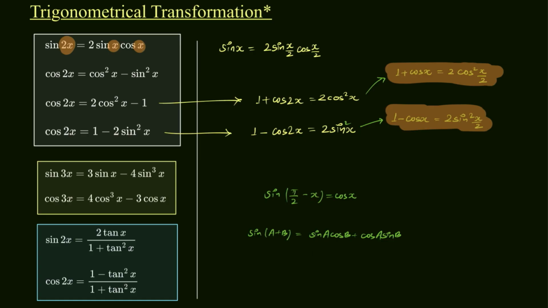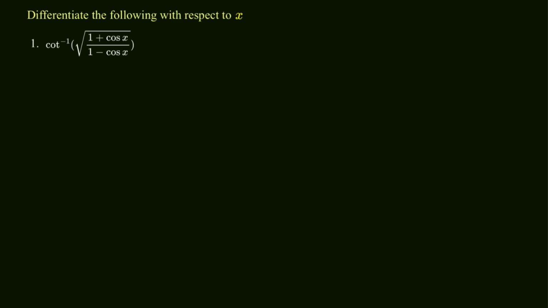So let's start a question. Question number 1: cot inverse of the square root of (1 plus cos x) over (1 minus cos x). So let my function y be equal to cot inverse of the square root of (1 plus cos x) over (1 minus cos x). Here we will first rationalize whatever is inside the square root. So before differentiating, let us simplify the given function. Let us rationalize (1 plus cos x) over (1 minus cos x) by multiplying and dividing with (1 plus cos x) over (1 plus cos x).